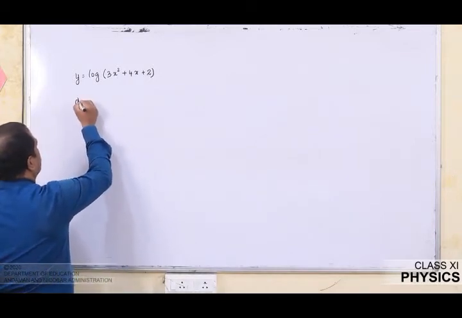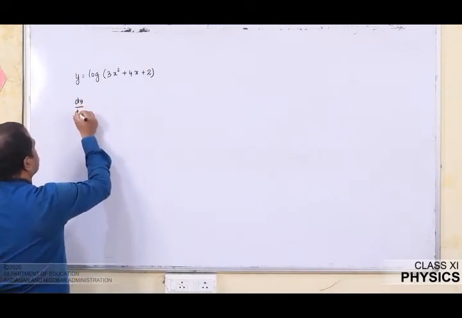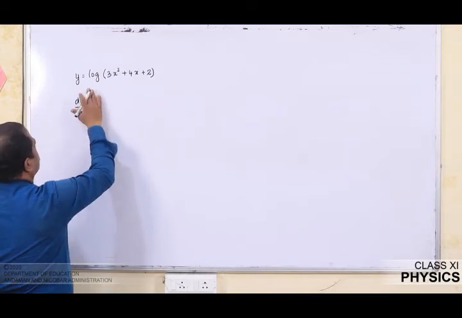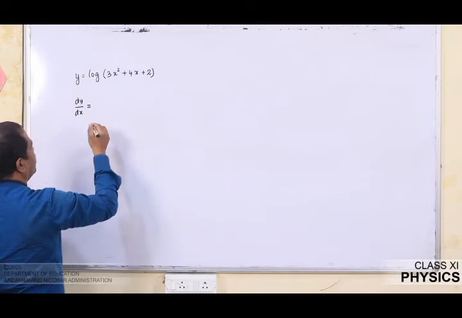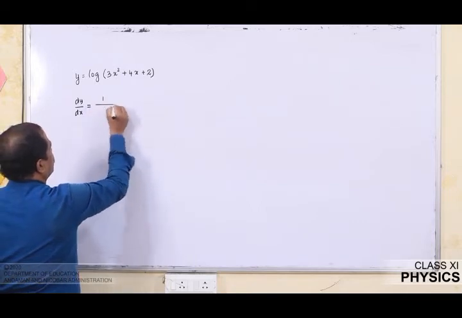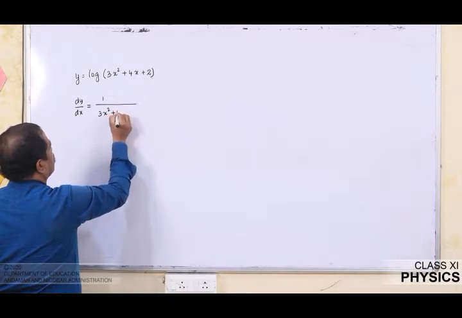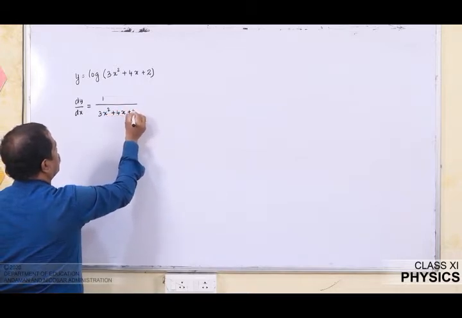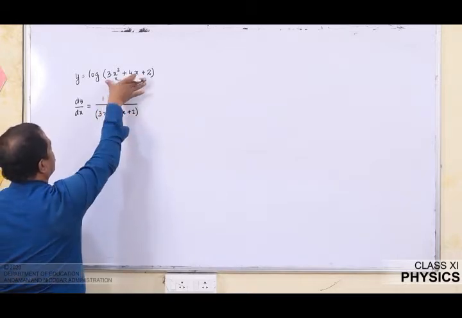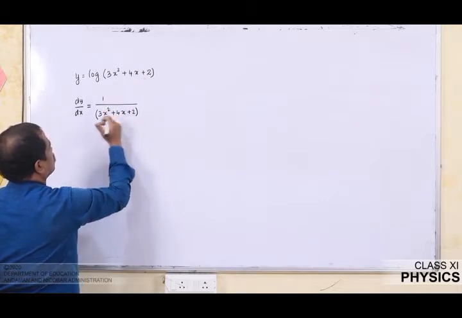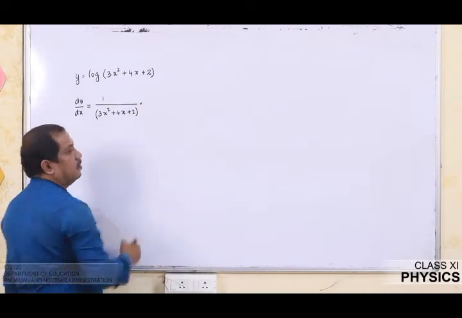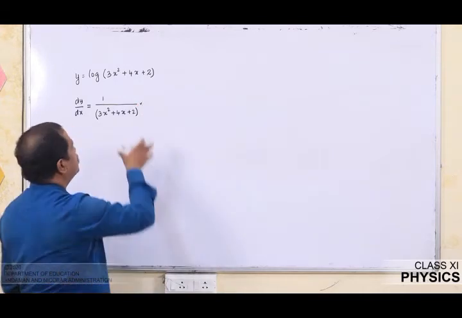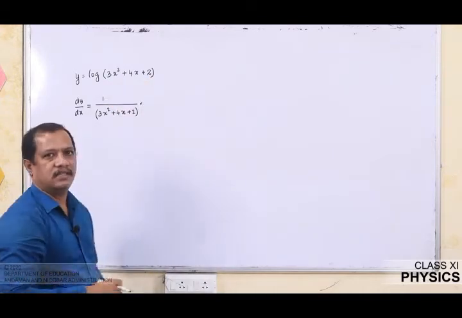So thus I have dy over dx, shortcut method, the outer function is log for me. So log of x is 1 by x, I know. Therefore, 1 over 3x square plus 4x plus 2. This complete expression I treat as u. So therefore, this goes to the denominator. And then multiplied by, I see the inner function. The inner function is this one. I am going to differentiate this inner function.